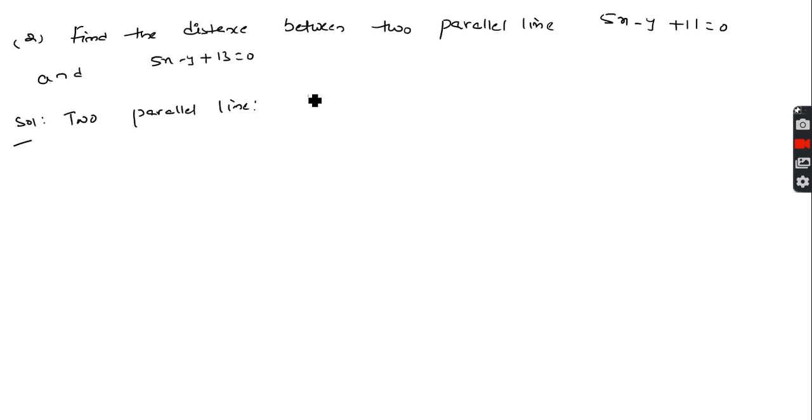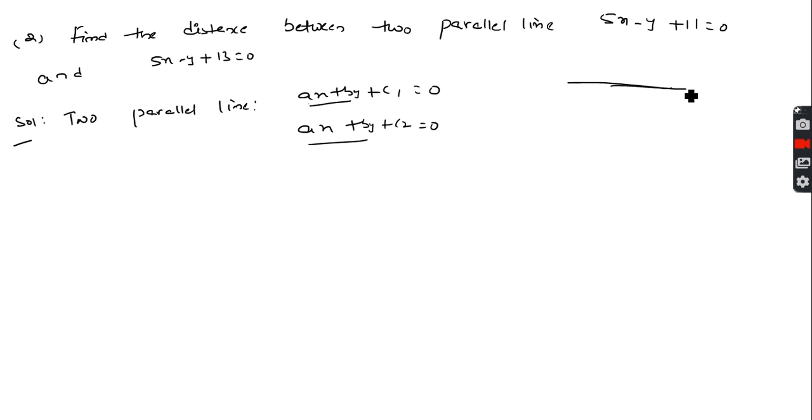So what is the form of two parallel lines? ax plus by plus c1 equal to 0 and ax plus by plus c2 equal to 0. So these two are the two parallel lines. The ax plus by parts are the same, and the difference is the constant term, that is c1 and c2. And the question is we need to find the distance between two parallel lines.